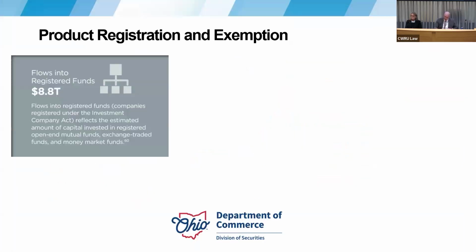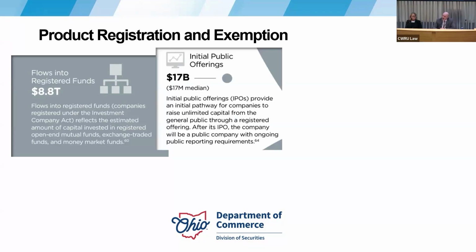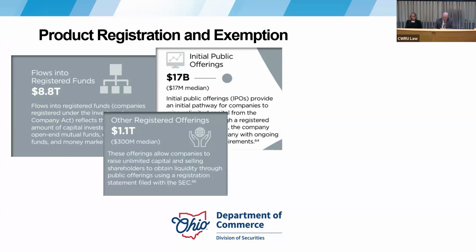Moving on to our product registrations and what we're seeing. These numbers, the gray numbers, are from the SEC Small Business Advocacy Office. And we are seeing, and this is from 2023, the majority of the money being raised via registered offerings is being raised via mutual funds, exchange traded funds, and money market funds. Almost $9 trillion annually, as compared to a sliver of that going into initial public offerings, and about 1.1 trillion flowing into other registered funds. So this is non-money market, non-exchange traded funds.